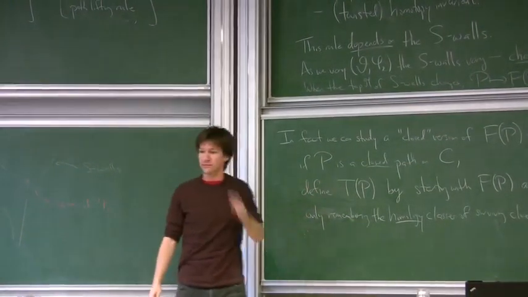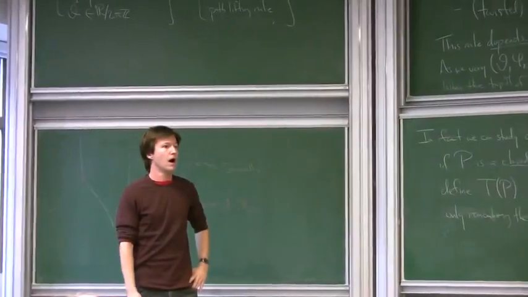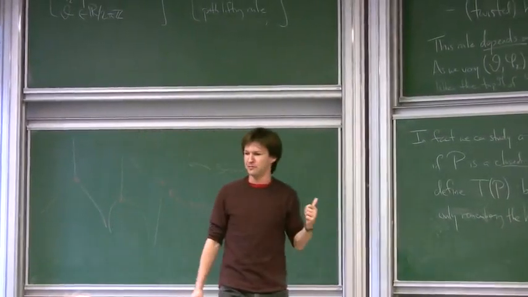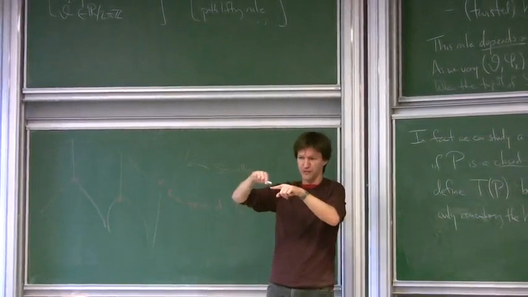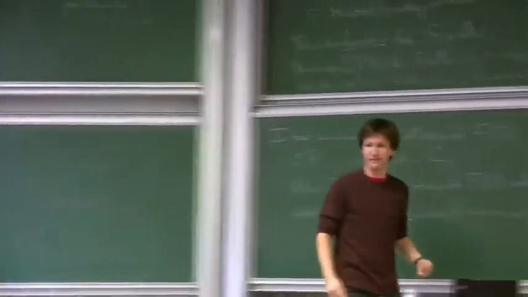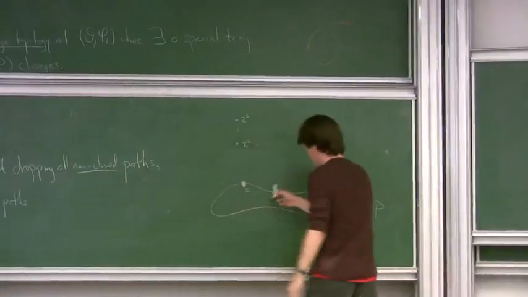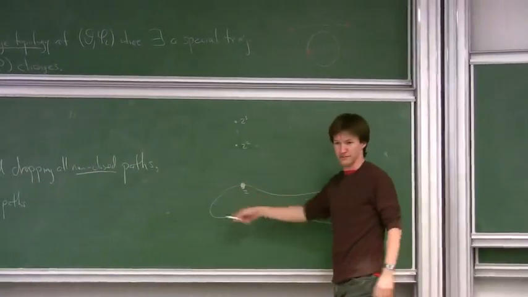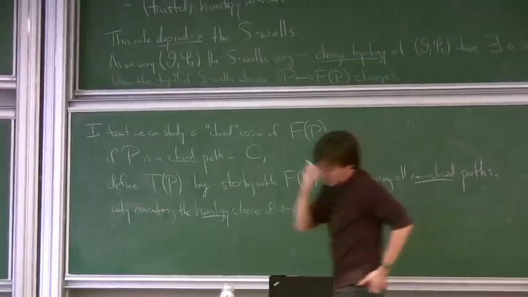If you choose another starting point on the same closed path, do you get the same? Yes, it'll be the same T of P. I've never thought about how to prove it, but I think that would follow from the compatibility of F of P with homotopy. So morally, later we'll see a precise sense in which this is really like taking the trace of some holonomy around this. Okay, so that's T of P.